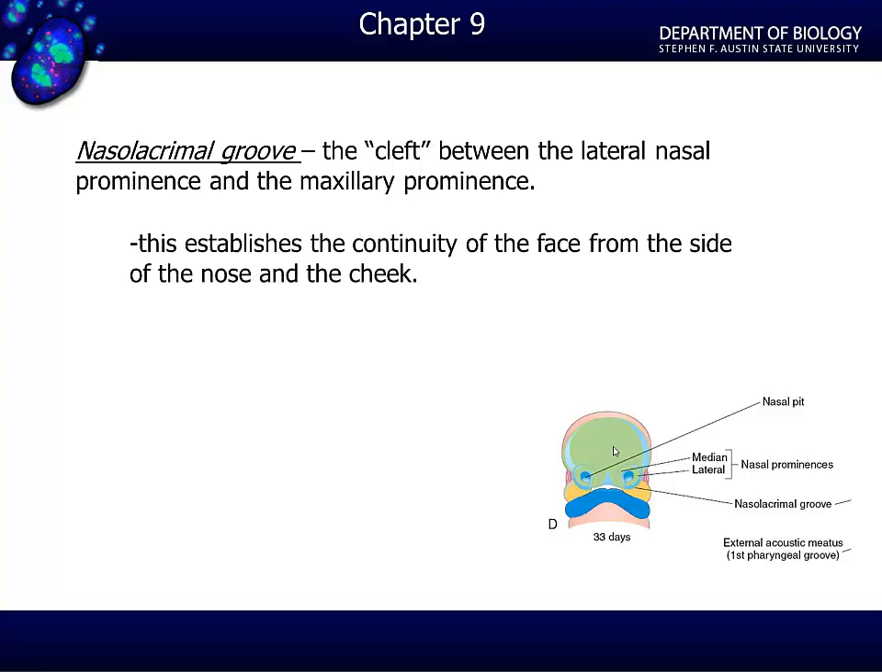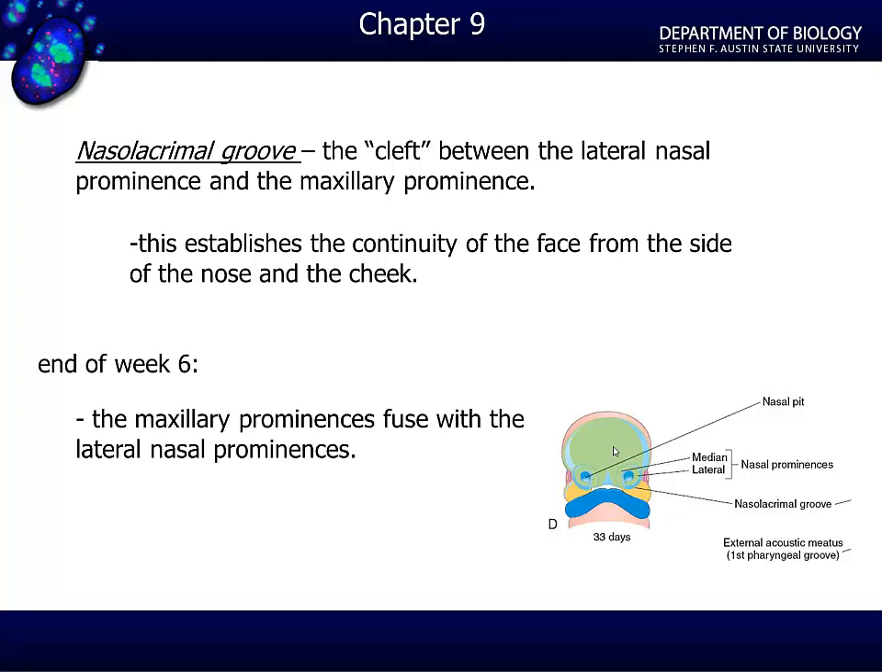Now, as we think about our face, we really don't see any major divisions in the adult human face. It's this nasolacrimal groove, at the junction between the maxillary prominence and the lateral nasal prominence, that gives the continuity between the nose and the cheek of the face, and that's where you will see that occurring.